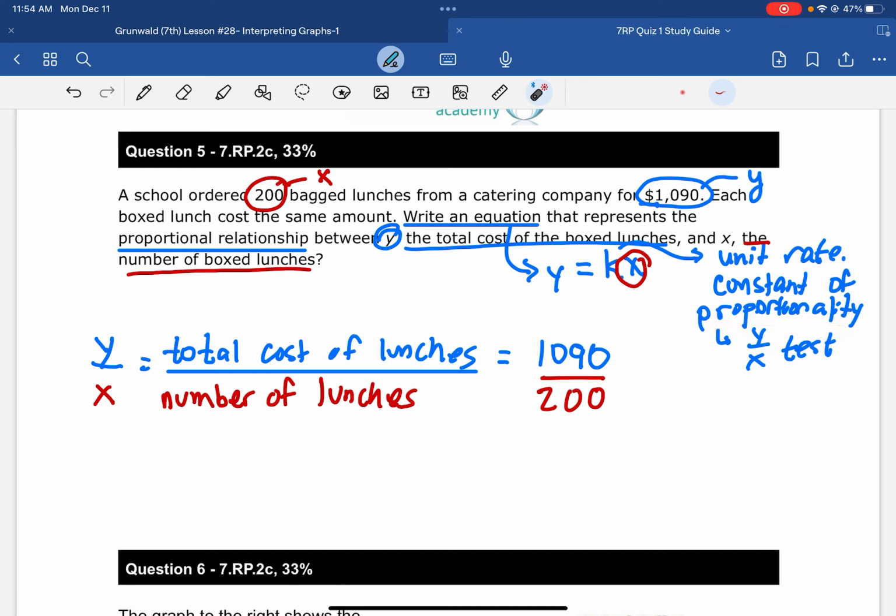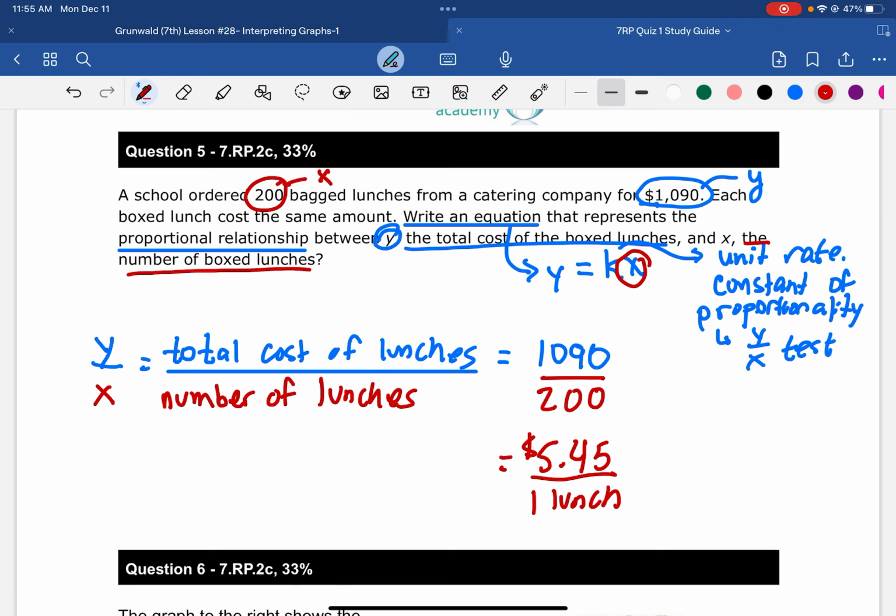So let's do that math. You can use your calculator for it. It's 1,090 divided by 200, and that will give us 5.45. And what does that mean? This means that it is $5.45 for every one lunch. Okay? But remember that they're not asking us for just this.